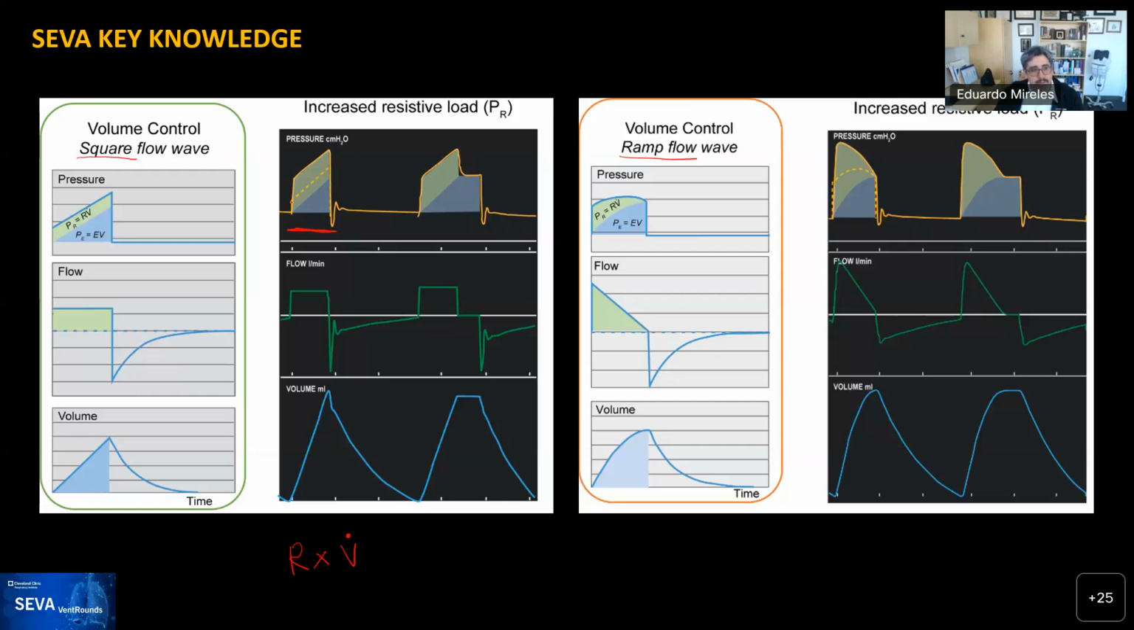But just by looking, if it's a square waveform, you could rapidly recognize it by the presence of a high step up. Now, during expiration, we're going to go into expiration in a second.